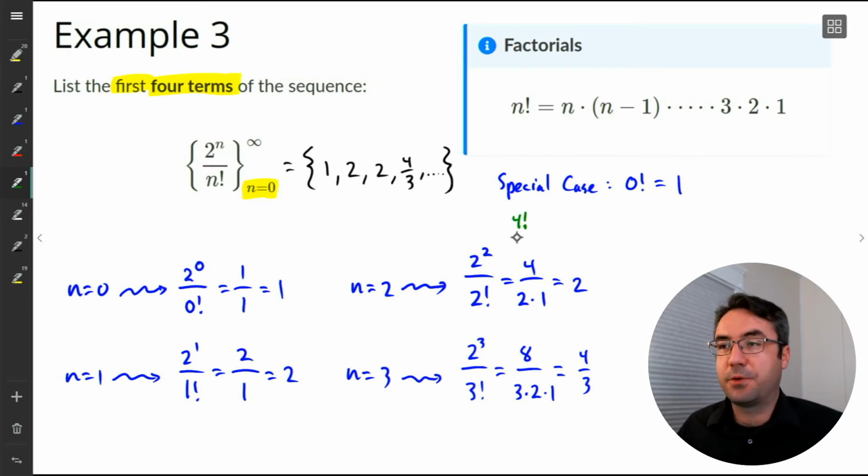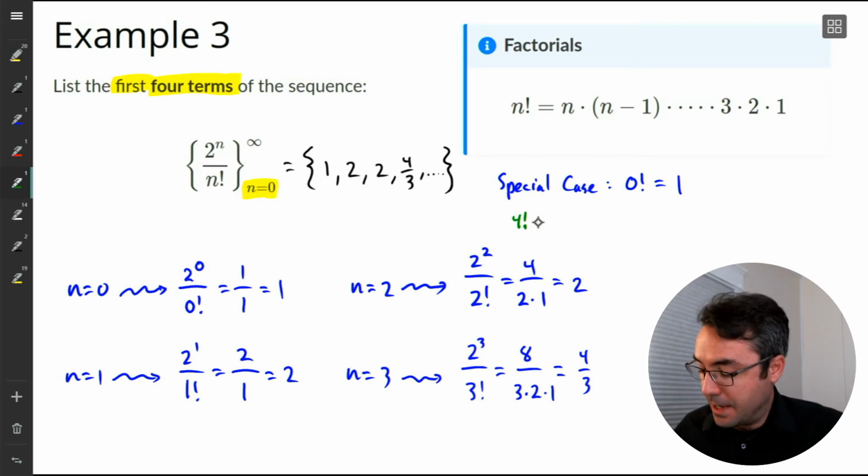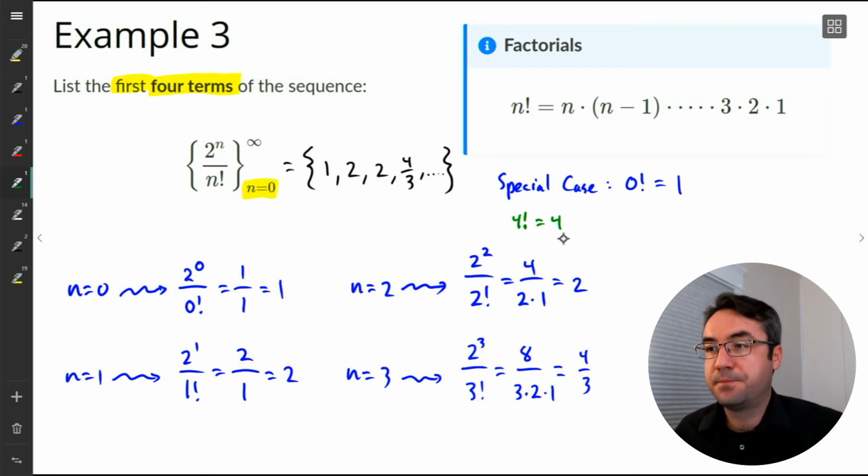Just to get a little bit more practice working with these factorials, we're going to start with 4, and then we're just going to start multiplying integers until we get down to 1. So then we'll multiply 3, down to 2, down to 1.